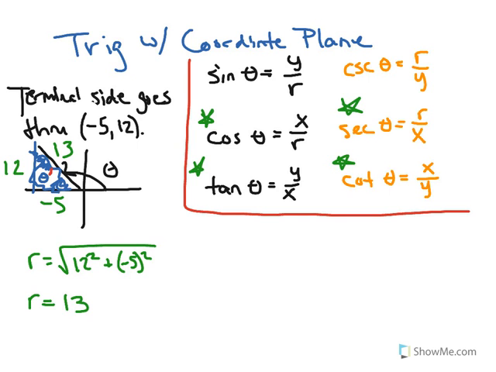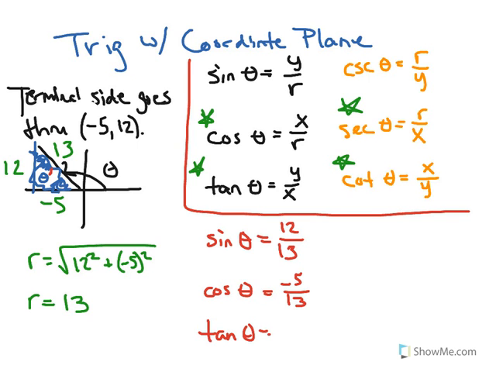Now to get the trig function, now it's pretty easy. So I'm going to have sine theta is equal to y over r, which y in this case was 12. My radius is 13. Cosine would be x over r, my x is negative 5, my radius is 13. And for tangent, I get y over x, which is 12 over negative 5.